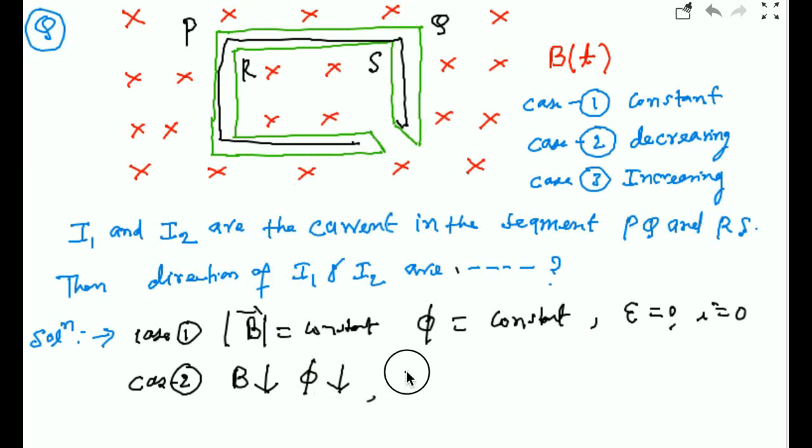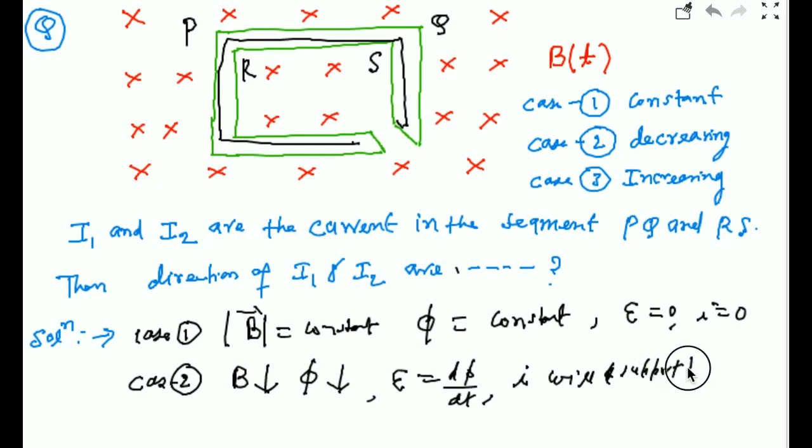Then you have induced current, which will be due to d phi by dt. But what is the direction? Of course the induced current will try to support the initial direction of the magnetic field. So you have to take one point here to find the magnetic field, because inside the closed loop you have to see the direction of the magnetic field.